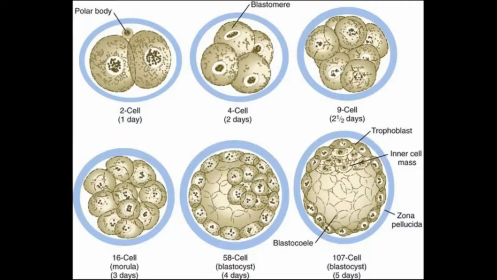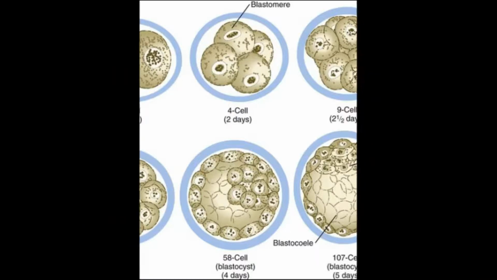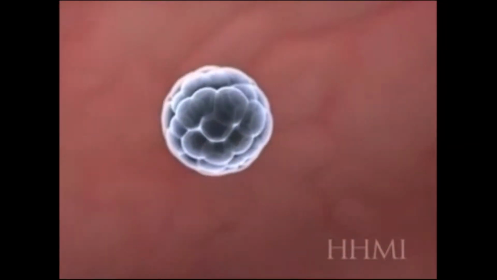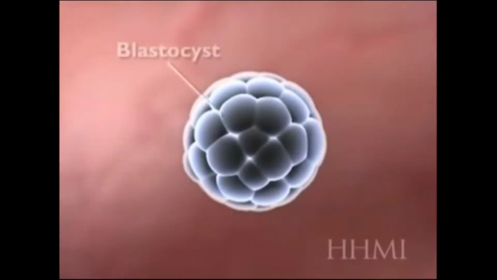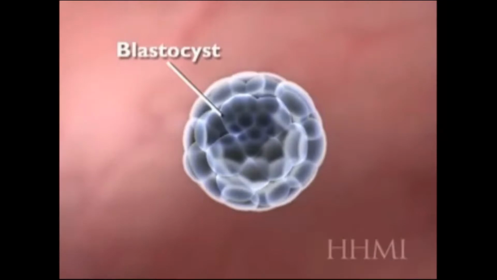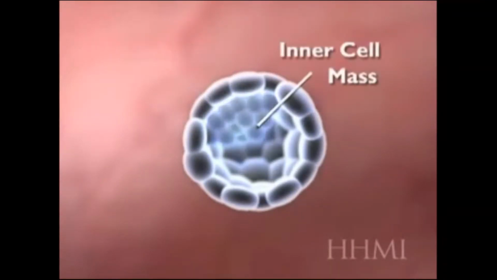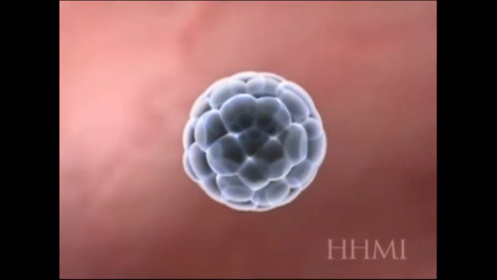The first 5 to 7 cleavages will form a blastula surrounded by a fluid known as blastocoel. After the last cleavage, about 100 cells are arranged around a central cavity in the embryo. We call this embryo a blastocyst. Inside the blastocyst, a group of cells at one end of the blastocyst cavity is known as the inner cell mass. Later, it will be the source of embryonic stem cell lines.